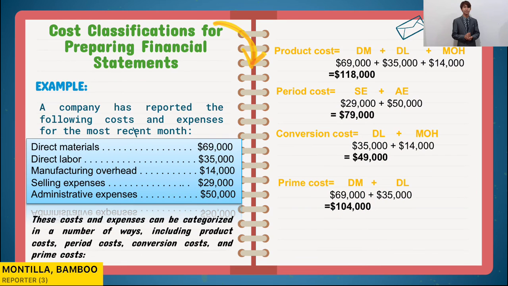To improve your understanding of these definitions, consider this scenario. A company has reported the following costs and expenses for the most recent month. So here's the following data. These costs and expenses can be categorized in a number of ways, including product costs, period costs, conversion costs, and prime costs.